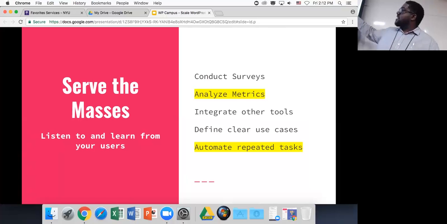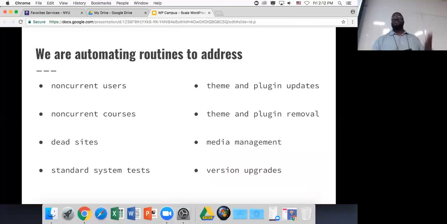So we conduct surveys, we analyze metrics. Peter's going to talk a little bit about that. And we pay attention to these use cases, and like I said, we're in the process right now of doing some serious automation because these things have to do with policy. I'm going fast because we've got other folks to go to.